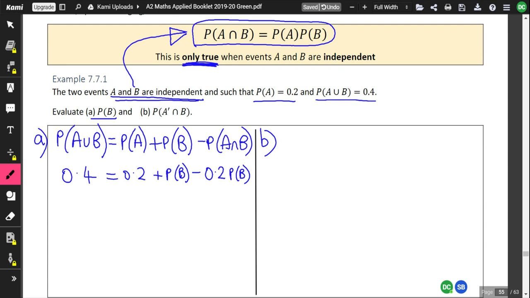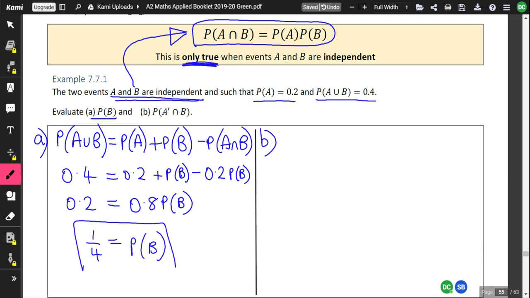So by collecting like terms, I'm going to take away 0.2 from both sides of the equation. And I'm going to collect like terms on the right-hand side. I've got 1 PB, take away 0.2 PB, which leaves me 0.8 PB. And then dividing both sides by 0.8, we end up with a quarter. So that is the probability of B in this question.